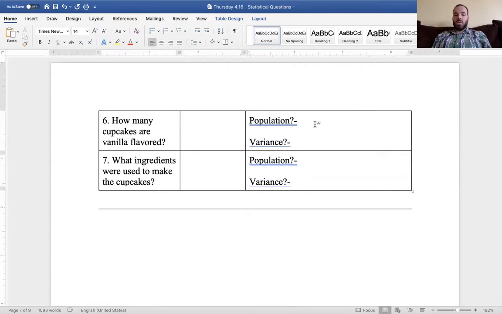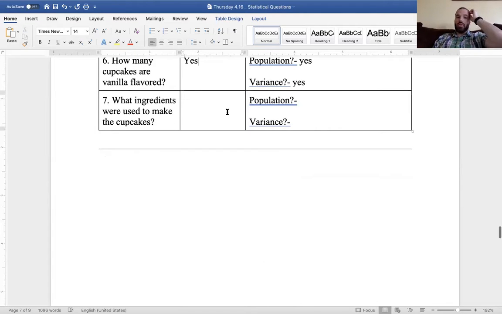How many cupcakes were vanilla flavored? Is this about population? Yes, it is. Is there variance? This is where some people get confused. Some people say, no, there is no variance because there's just one answer. True, but we're just asking about vanilla. We could also ask about chocolate. We could ask about red velvet. So there is variance because we could ask different questions about this population based on their flavor. So yes, this is a statistical question.